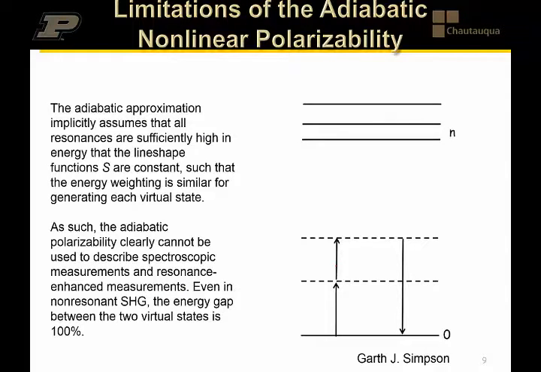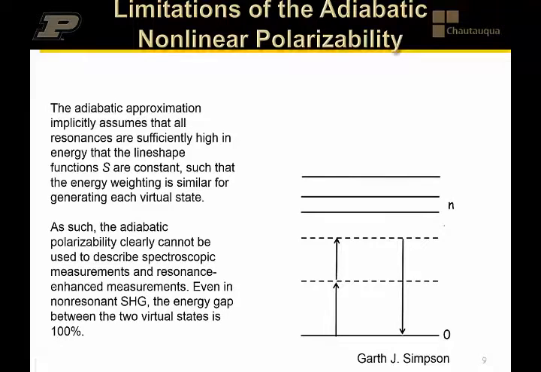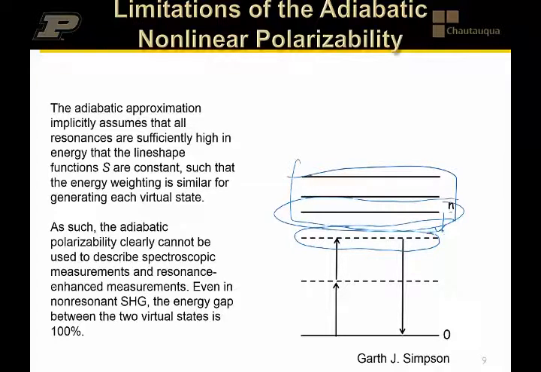Okay, one of the big limitations of the adiabatic nonlinear polarizability, however, is the fact that it doesn't actually describe resonant phenomena. So if there are real resonances in the system where the excited states start to approach one of these two virtual states, for example, and it's shown here with respect to the doubled frequency, then the adiabatic polarizability can break down. That approximation can break down. And the reason conceptually is that we make these virtual states through linear combinations of the real states, because these are not stationary states of the system themselves.